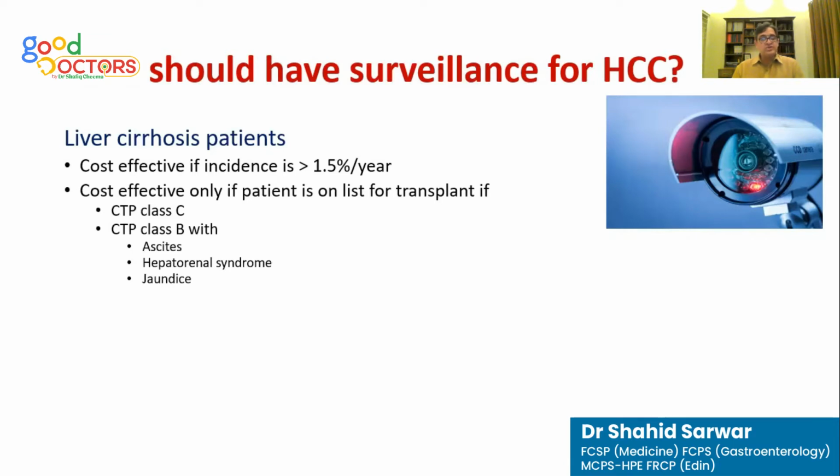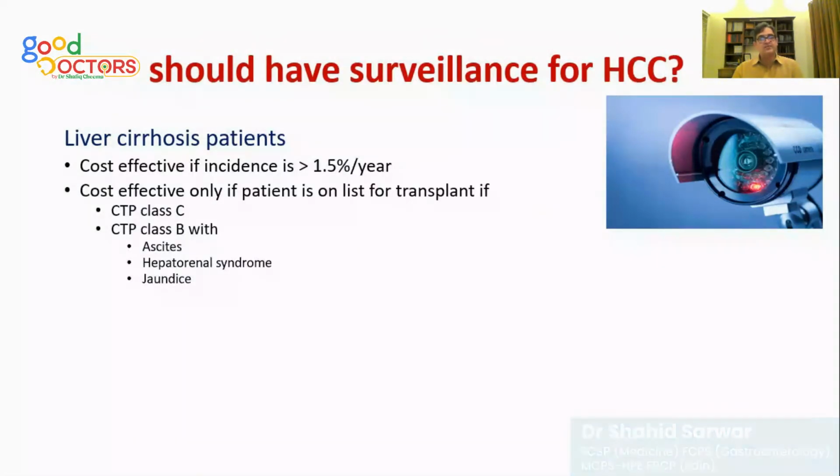Interestingly, patients of cirrhosis who have advanced to Child class C, or those with Child class B but having ascites, hepatorenal syndrome, and jaundice, only benefit from this surveillance program if they are on the liver transplantation list. Otherwise, at this stage of disease, the overall survival is so poor that diagnosing HCC at an earlier stage will not make any difference in outcome for the patient.